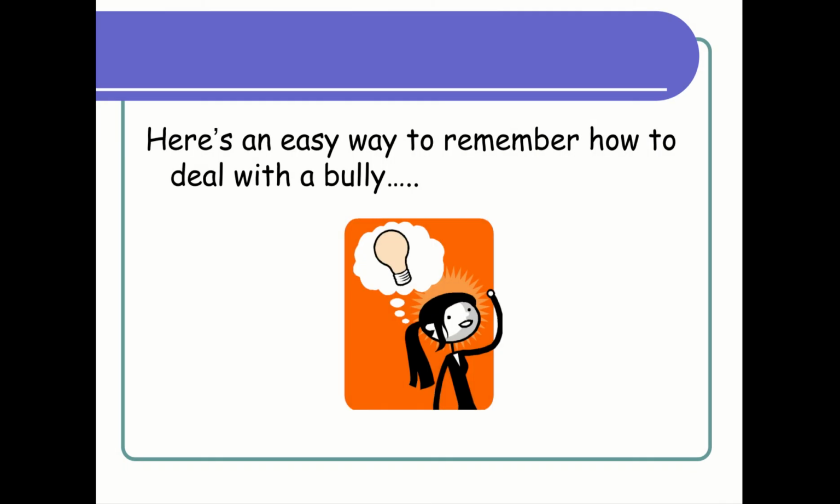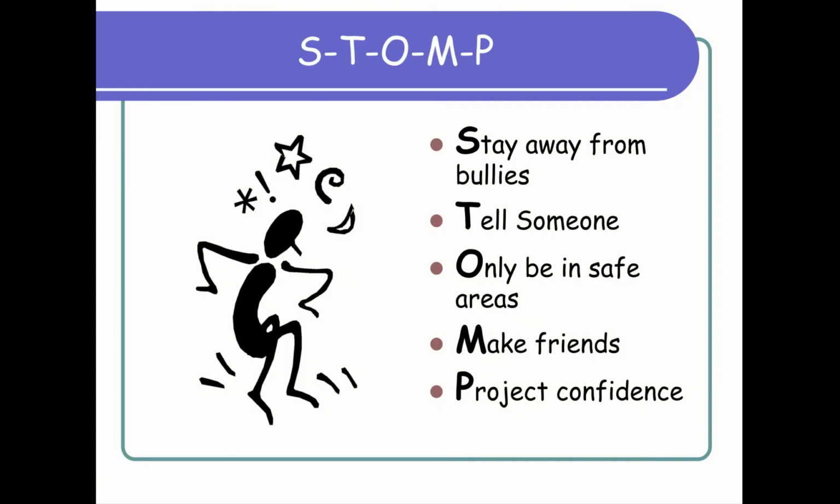Here's an easy way to remember how to deal with a bully. So we're going to use an acronym. It's super simple. We're going to say STOMP. S means stay away from bullies. T, tell someone. O, only be in safe areas. M, make friends. And P, project confidence. So these are some suggestions on how to stop or prevent bullying and stay safe.